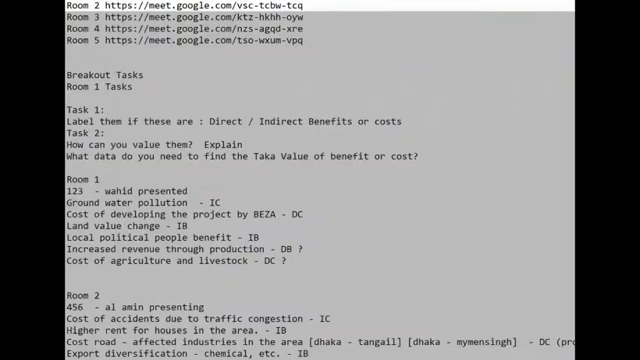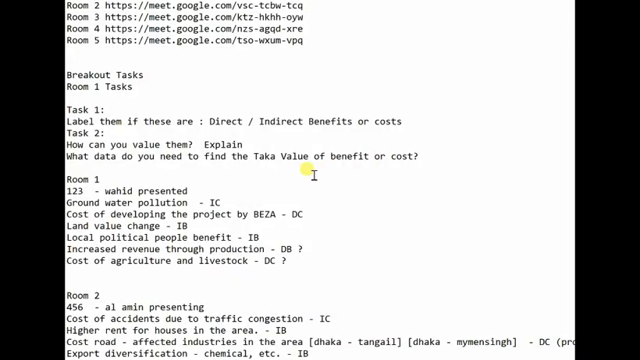Let me make some comments. So the first question we are basically answering today is whether it's a benefit or cost. Groundwater pollution is an indirect cost. Now let me explain this direct and indirect issue. What is the definition of direct benefit? Direct benefit has to be direct to someone, right? Indirect means it's not to whoever the direct person is.